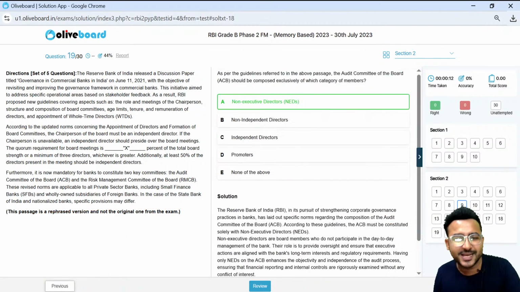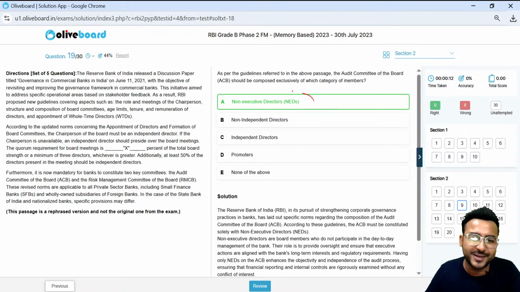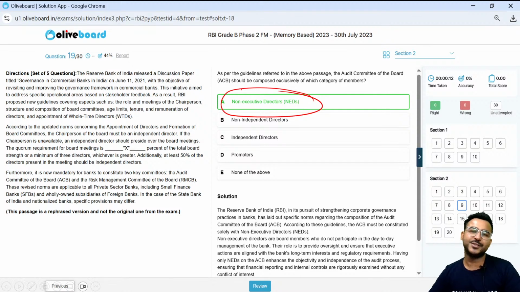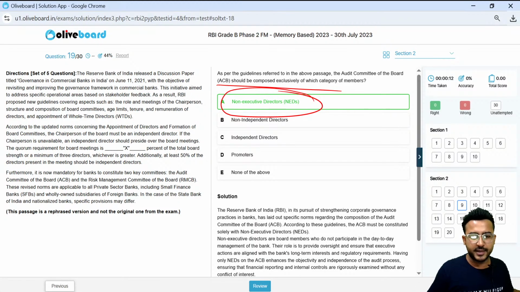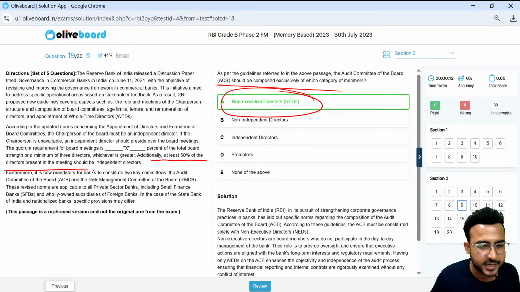The correct choice is, guys, non-executive director. Non-executive director should be the composition of the audit committee board. We cannot have all the independent directors. That's why they have clearly stated at least 50% of the directors should be independent directors. That's a big hint for all of you.